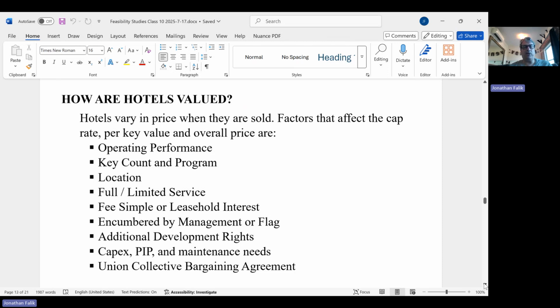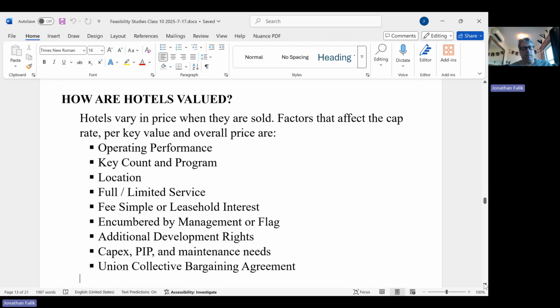So let's get into some of the detail on how hotels are valued and why people would choose to pay a higher cap rate or a lower cap rate, or a higher per key or lower per key. So the first is operating performance, right? Is there strong in place operating performance or not? And that can impact the value.